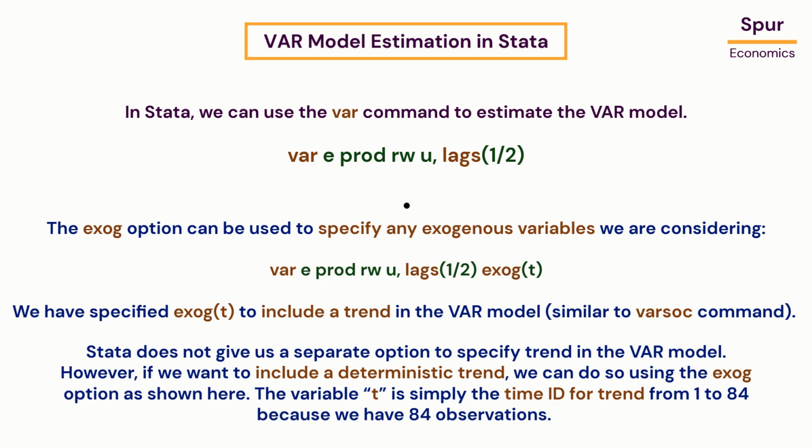The exog option can be used to specify any exogenous variables we are considering in the VAR model. We have specified exog t to include a trend in the VAR model, similar to the varsoc command. Stata does not give us a separate option to specify trend in the VAR model. However, if we want to include a deterministic trend, we can do so using the exog option as shown here. The variable t is simply the time ID for trend from 1 to 84 because we have 84 observations.